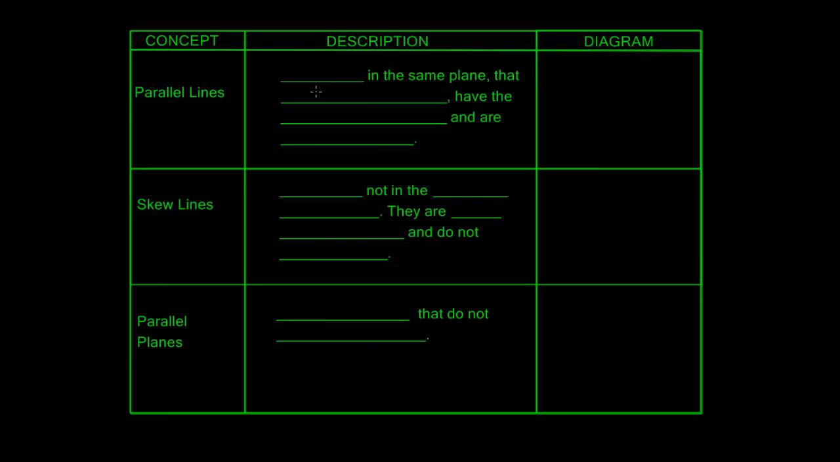First concept is parallel lines. Parallel lines, for the description, are lines in the same plane that do not intersect. They have the same slope and are equidistant.